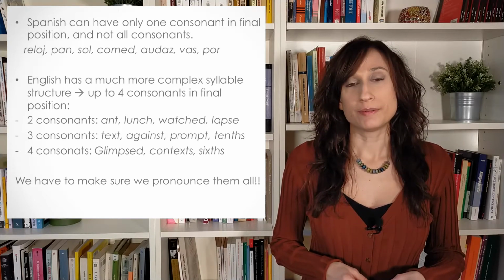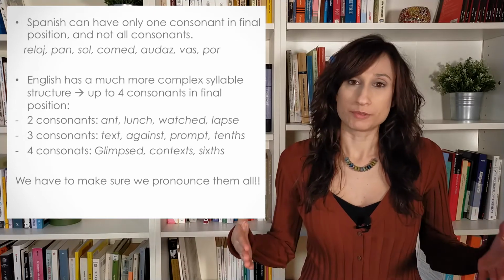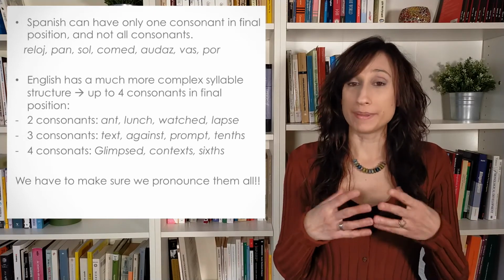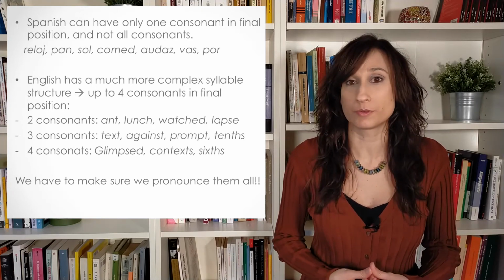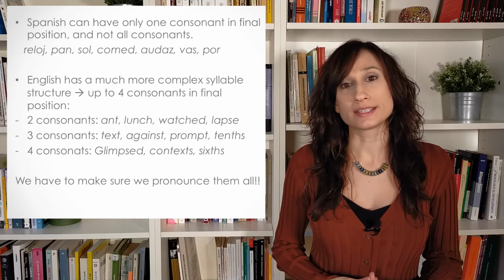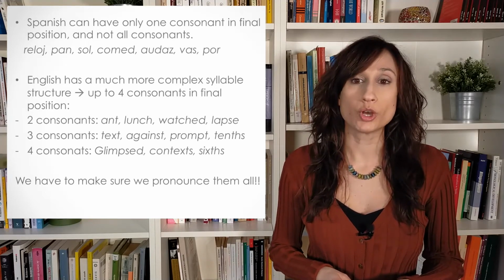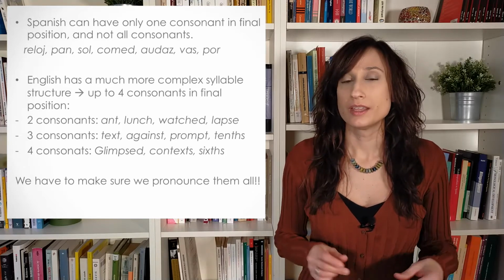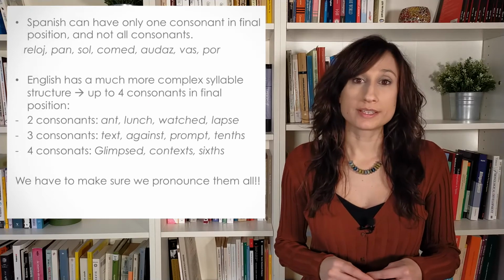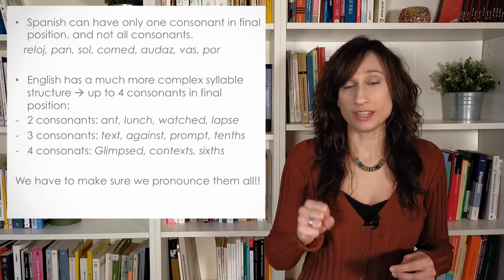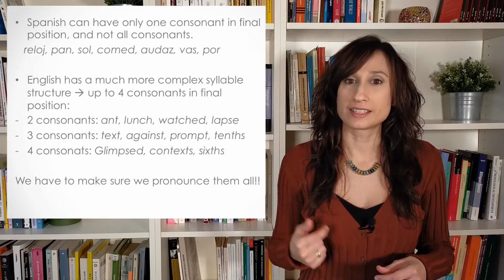English can have many consonants at the end of the word, and so different types of consonants at the end of the word and a bigger quantity of consonants. You can have up to 4 consonants at the end of the word. So examples of words that end in 2 consonants would be ant, lunch, watched, and lapse. So here, most of these words may not be a problem, but for example, watched has a combination that is quite challenging for us. Watched, so you have ch and t.